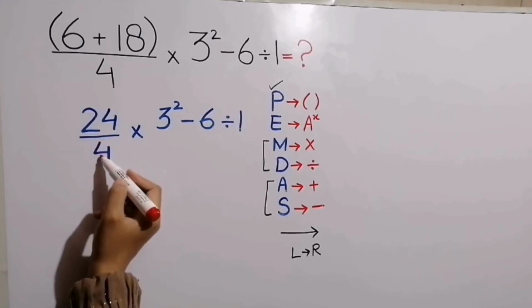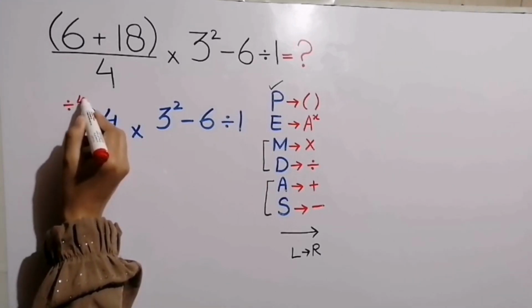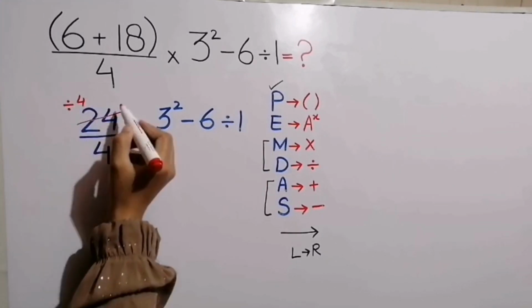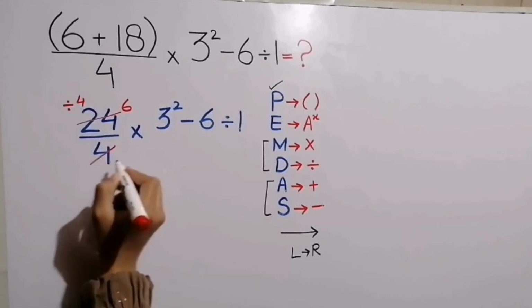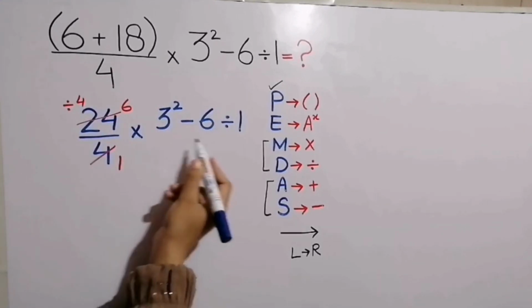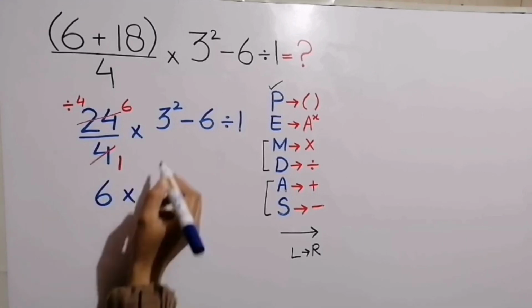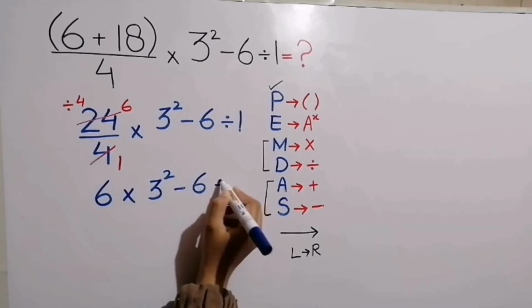Now both numerator and denominator are divided by 4. 24 divided by 4 gives us 6, and 4 divided by 4 gives us 1. Now the expression becomes 6 times 3 to the power of 2 minus 6 divided by 1.